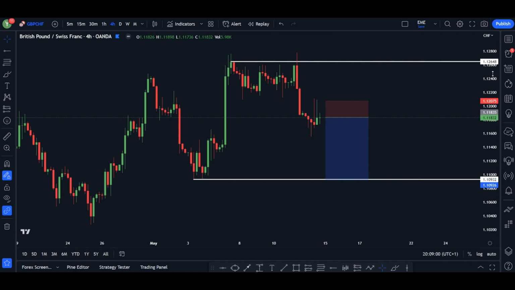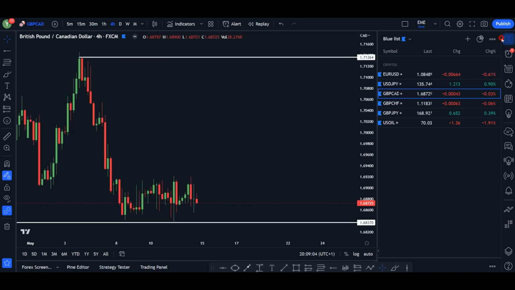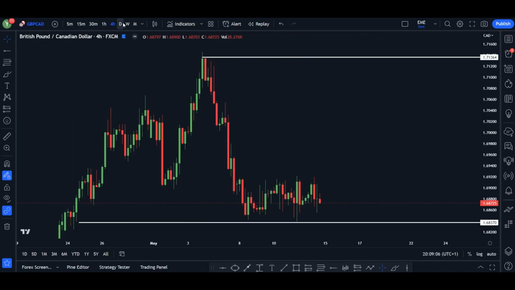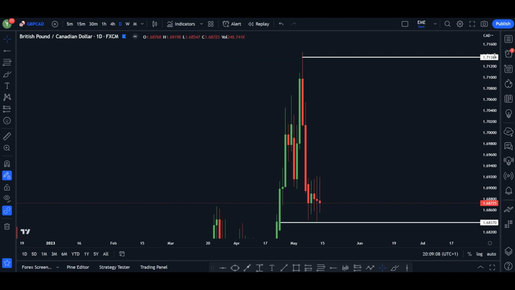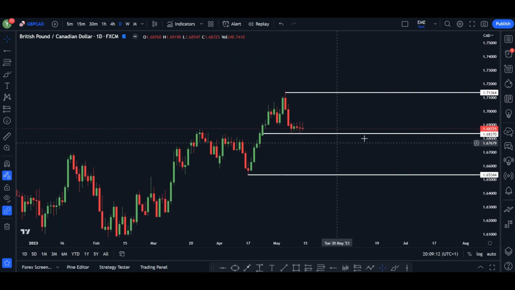So also looking at GBP CHF and GBP CAD. I'm looking at GBP CAD. If you look at this generally, we're having lots of pound pairs on the watch for this week we're entering, and it's going to be a wonderful one once this momentum kicks in. So GBP CAD potential sell as well.